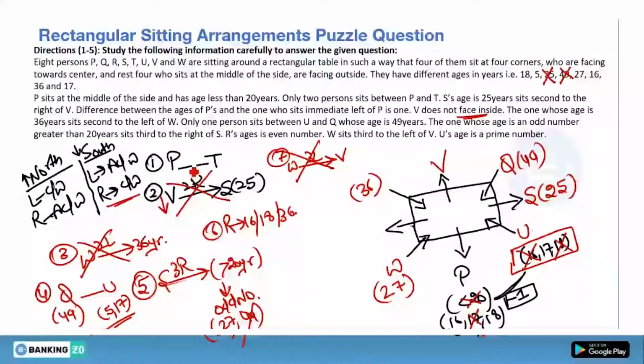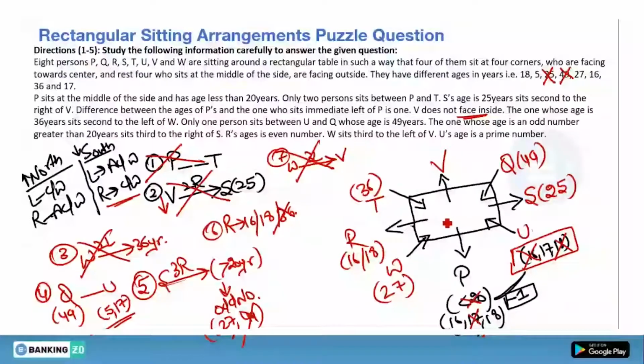We know that between P and T there are only two persons sitting, so T is not possible there because Q is already seated at this place, so T will come over here. This is the confirmed place of T, so this is also eliminated. Now only one person is left, that is R. R cannot be 36 years, so R will be 16 or 18 years. Similarly, P will be 16 or 18 years. So we have put every person.